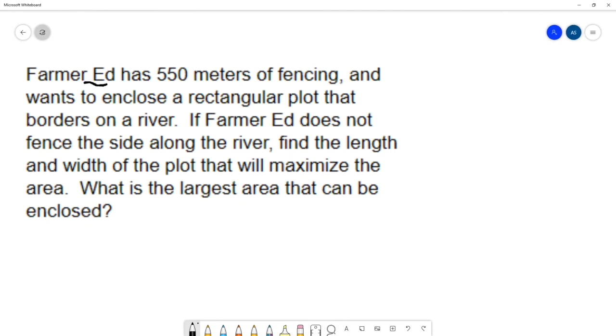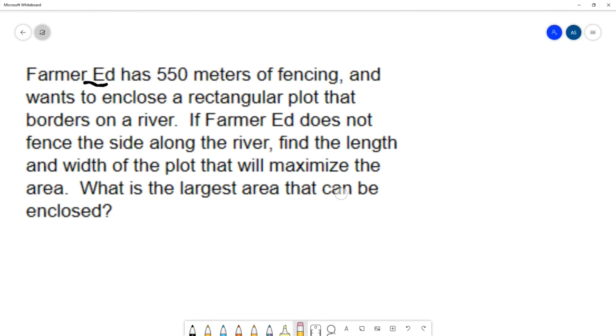Farmer Ed has 550 meters of fencing, and he wants to enclose a rectangular plot that borders on a river. If Farmer Ed does not fence in the side along the river, find the length and width of the plot that will maximize the area. What is the largest area that can be enclosed?